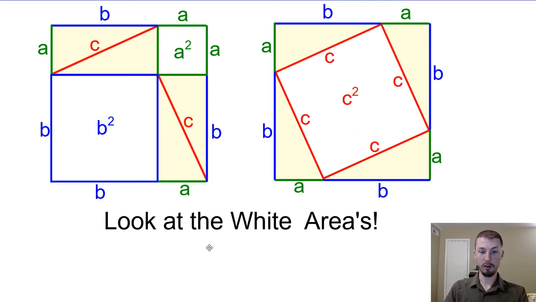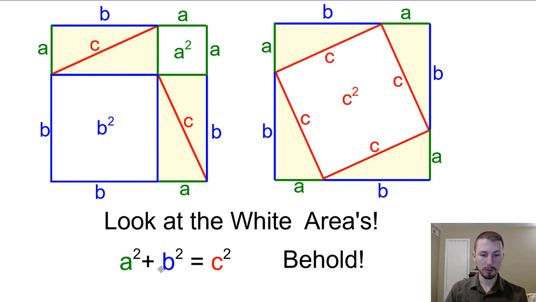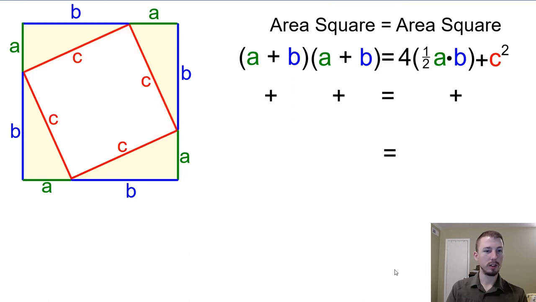And all they would do, if they even gave you a hint, is they would tell you, okay, look at the white areas, and then you say, oh, a squared plus b squared is equal to c squared. And then they would say something like a squared plus b squared is equal to c squared, and then behold. That would be the equivalent of a mic drop back then. Yeah, so mic drop, walk away. They would say behold with an exclamation point. And that would be it. This would be their entire proof, which is kind of cool.